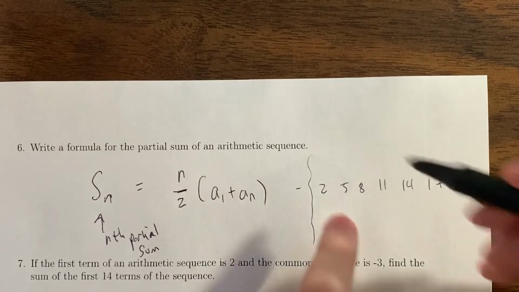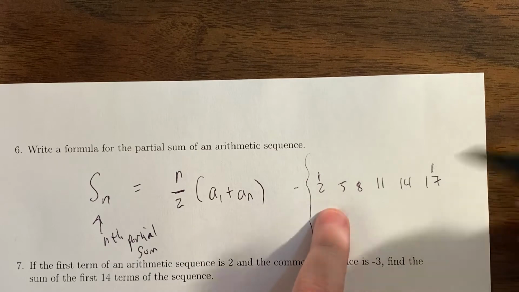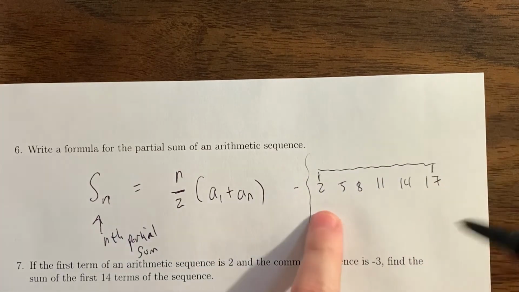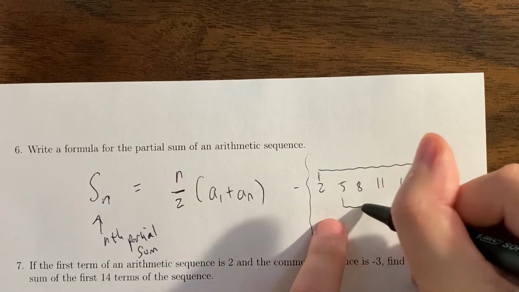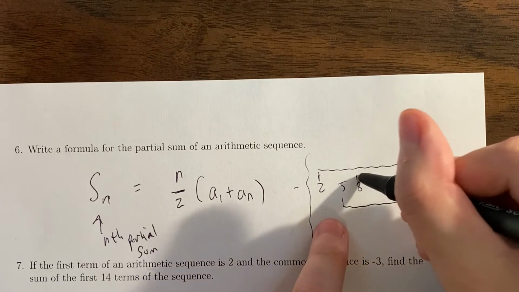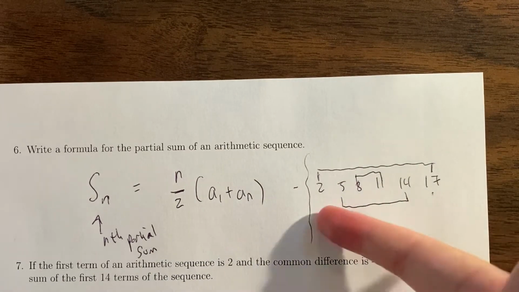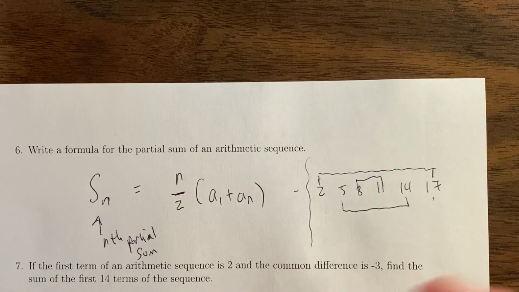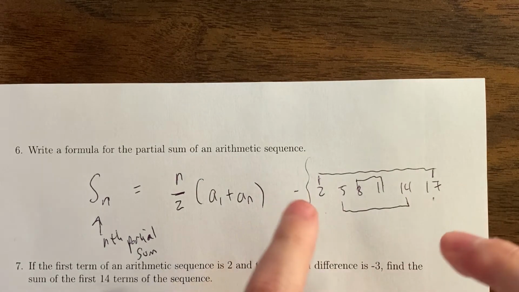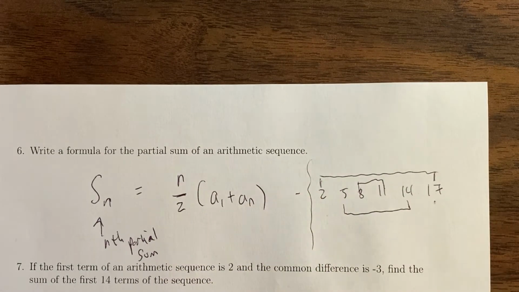What Gauss noticed is that you take the first term and your last term in the sequence. So for example, that adds up to 19, but then this one also adds up to 19, and then this one also adds up to 19. So instead of adding up all these numbers, you're adding them up in a very particular way. You're adding up the first term with the last term, the second term with the second to last term, the third term with the third to last term, and so on.